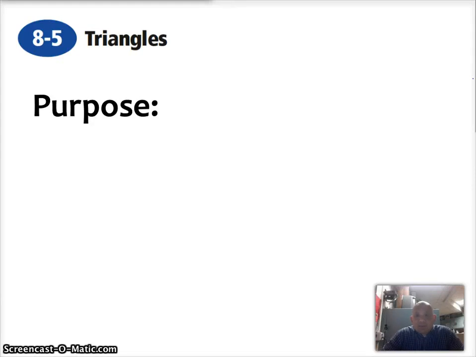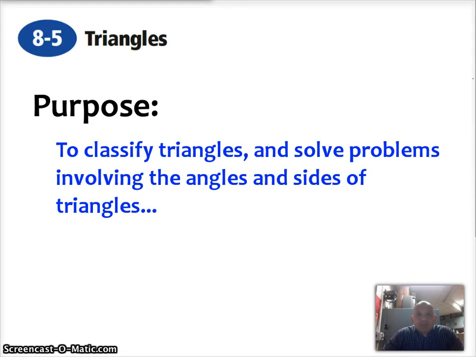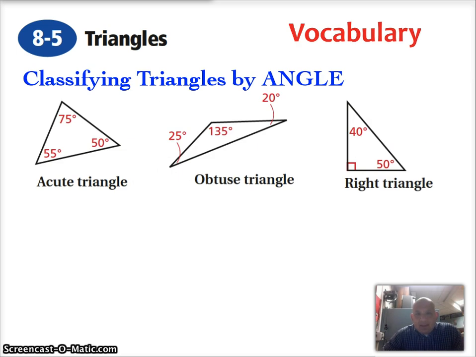It's about triangles. Our purpose for today is to classify triangles and solve problems involving the angles and sides of triangles. Let's go ahead and write down our first three vocabulary terms. And these all deal with classifying triangles by angle.